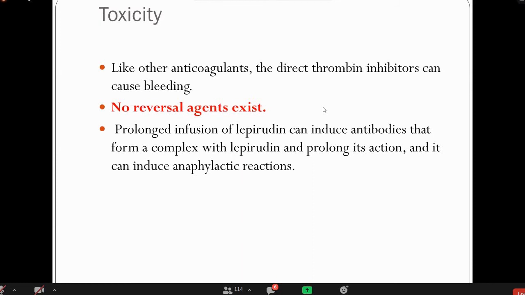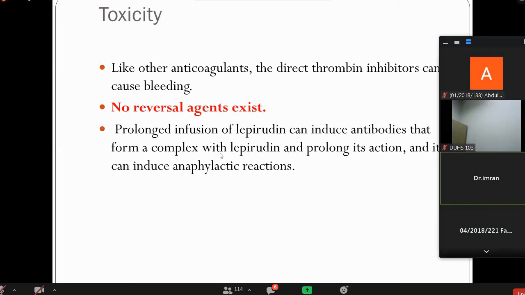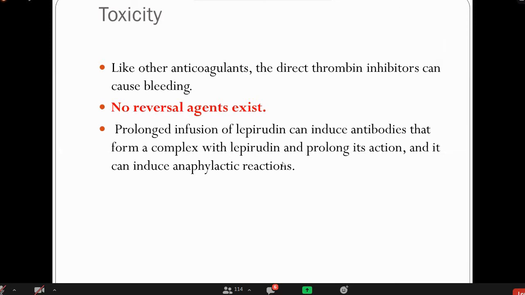Toxicity: like other anticoagulants, the direct thrombin inhibitors can cause bleeding, and no reversal agents exist. So this is one of the drawbacks. There are many advantages, but this is one drawback, because in the case of heparin, we have an antidote available. And what is the name of that antidote? Protamine sulfate. Prolonged infusion of lepirudin can induce antibodies that form a complex with lepirudin and prolong its action, and it can induce anaphylactic reactions.